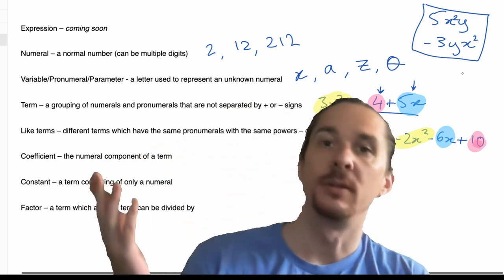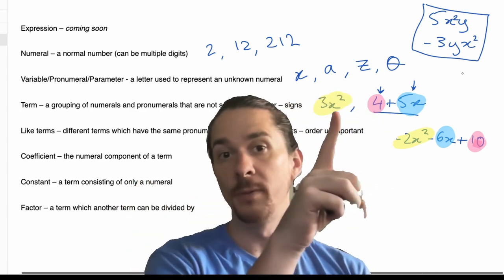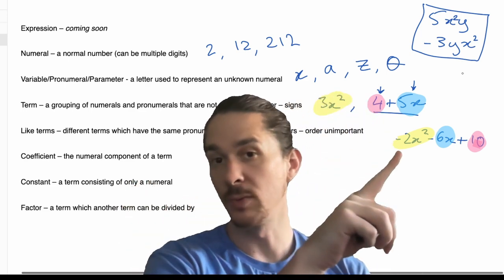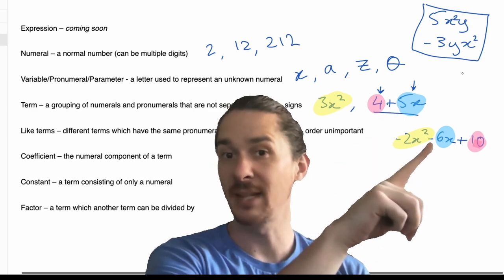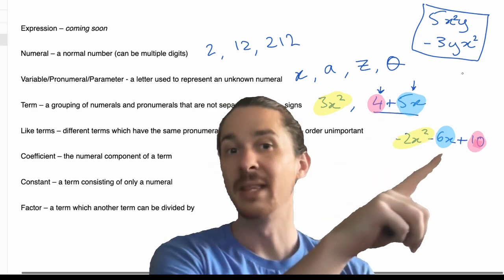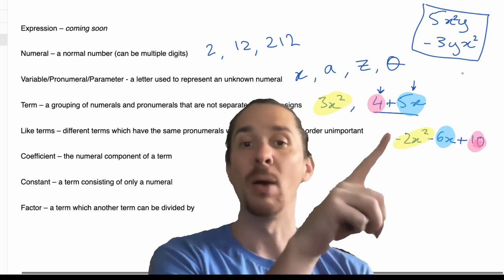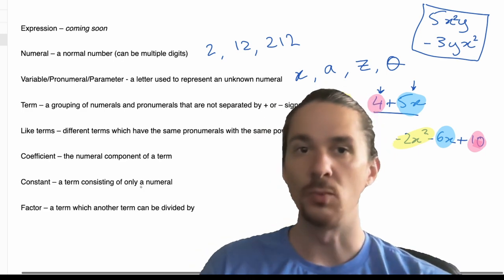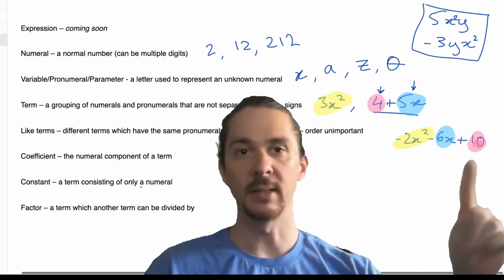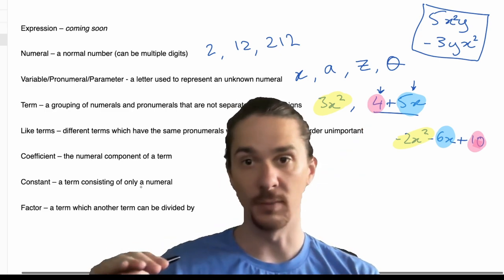What is the coefficient? It's the numeral component of a term. So here, 3 is the coefficient of x squared. Here, negative 2 is the coefficient of x squared. Here, 5 is the coefficient of x. Here, negative 6 is the coefficient of x. Notice that I'm including the sign in front of the term with the coefficient. What is a constant? Well, a constant would be like this 10 or this 4. It's a term that has no x involved.